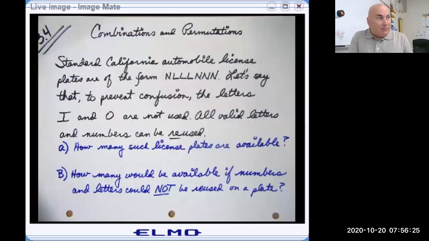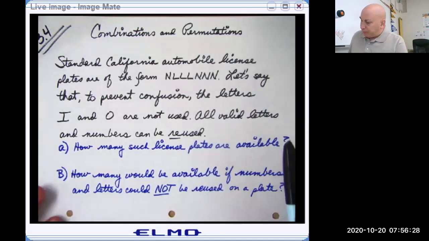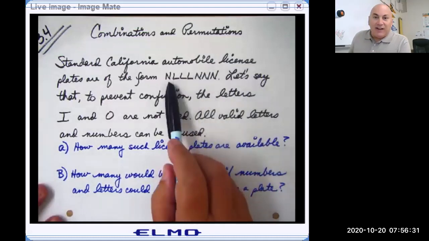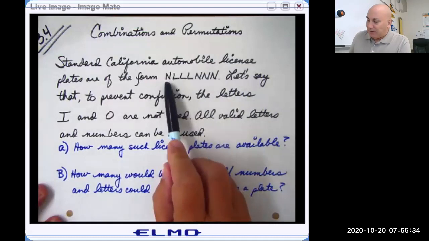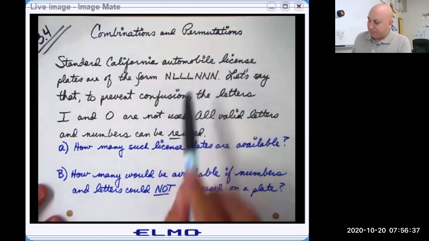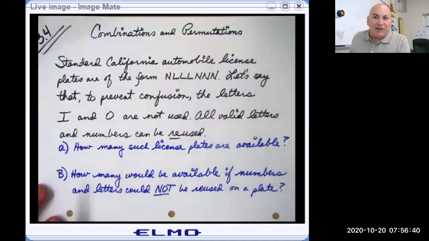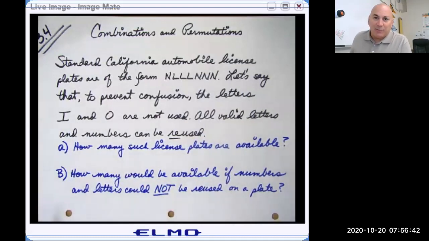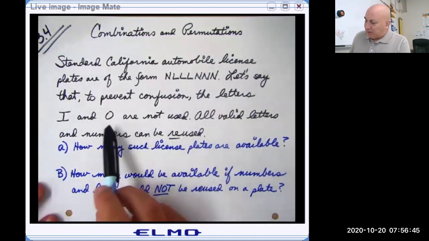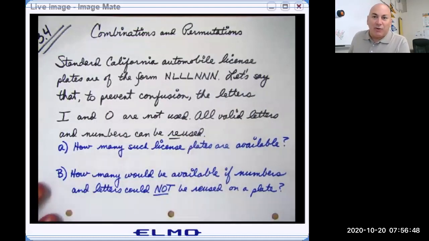As you can see here, we know that California license plates have number, letter, letter, letter, number, number, number. And let's just say that I and O are not used, even though we know they are, but that just makes the problem more fun. So that we don't have confusion with O's or with zeros and ones. And all valid letters and numbers can be reused. So how many license plates are available? And if you couldn't reuse any numbers and letters, how many license plates would be available?